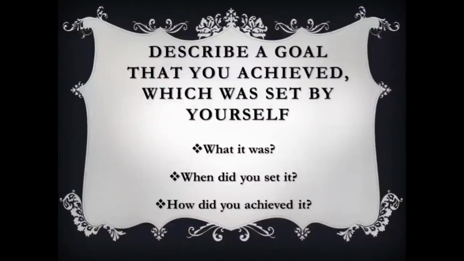The question is, describe a goal that you achieved which was set by yourself. And you have to tell what it was, when you set it, and how you achieved it. It means you have to talk about any goal or achievement that was done by yourself and set by yourself. So you have to tell what it was, when you set it, and you have to tell the process or the procedure of how you achieved that goal. So this is our cue card.